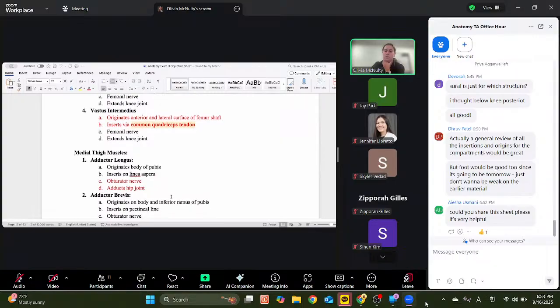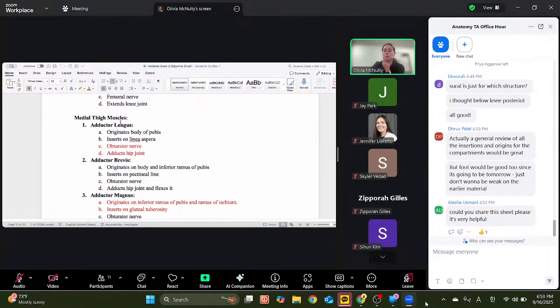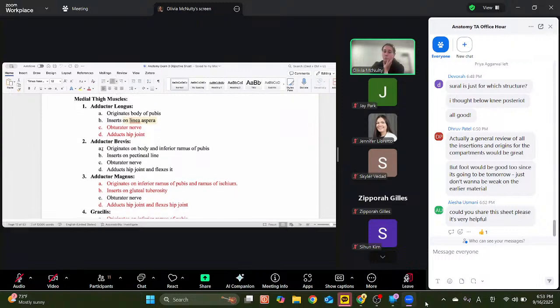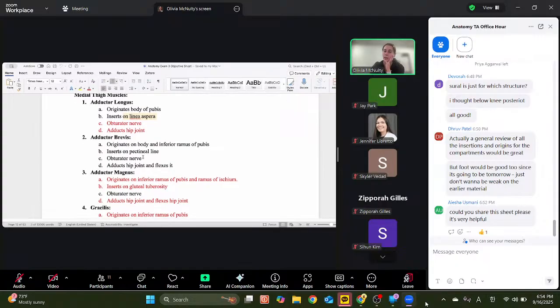Then when you think of the adductor muscles, you have adductor longus. It's going to come from your pubic bone and insert on the linea aspera. What originates on the linea aspera is the short head of the biceps. Adductor brevis is also going to come from that pubic bone. It inserts on the pectineal line.